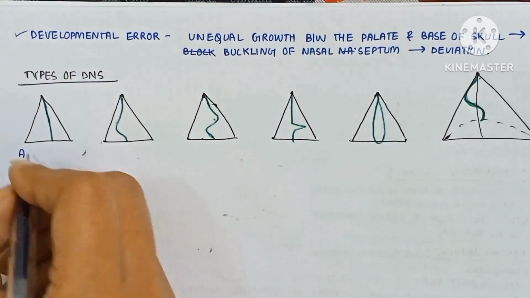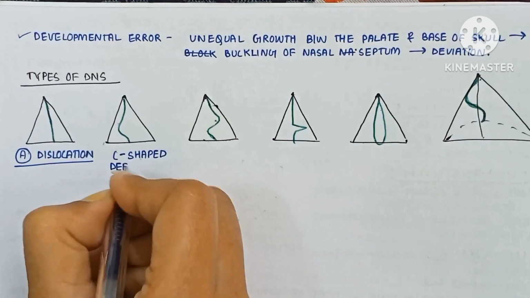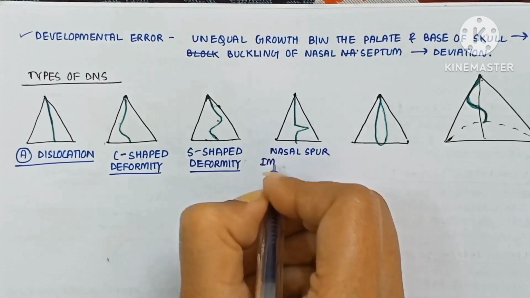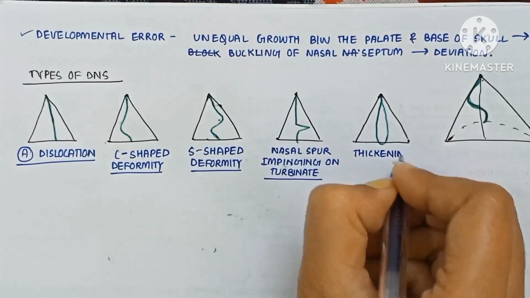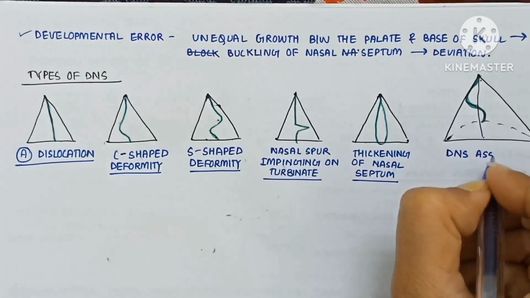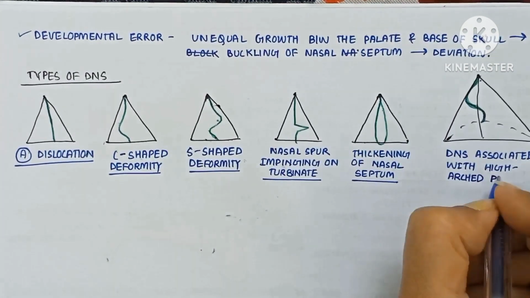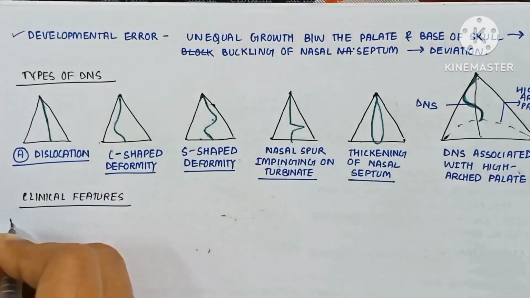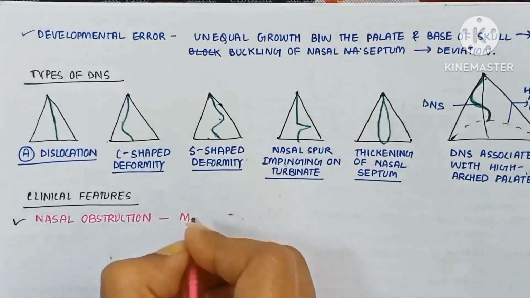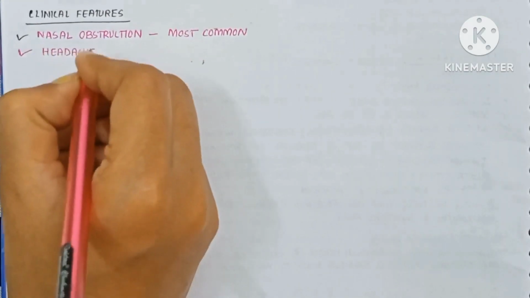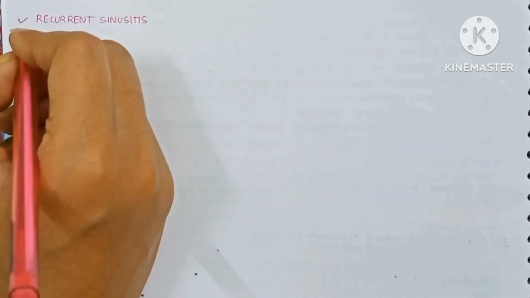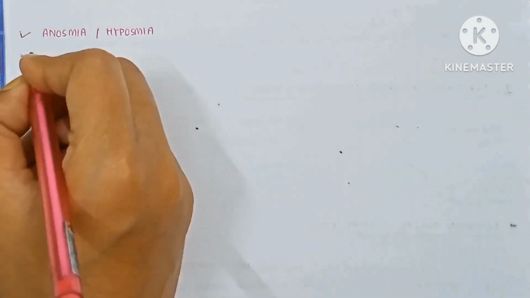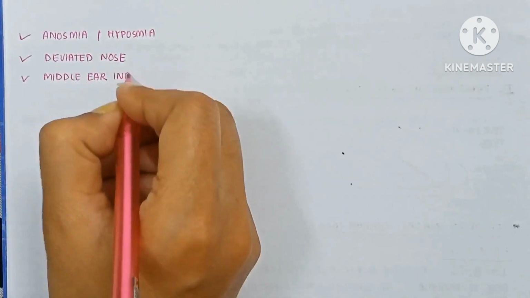The types of the DNS: this is the anterior dislocation, this is C-shaped deformity, S-shaped deformity, nasal spur impinging on the turbinates, thickening of the nasal septum, and DNS associated with a high arched palate. This is the high arched palate, this is DNS. The clinical features are nasal obstruction, which is most common, headache, recurrent sinusitis, repeated epistaxis, anosmia or hyposmia, deviated nose, and middle ear infection.